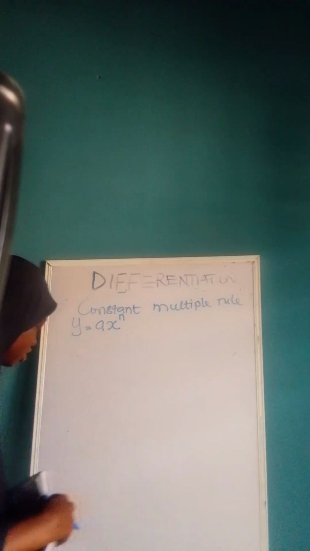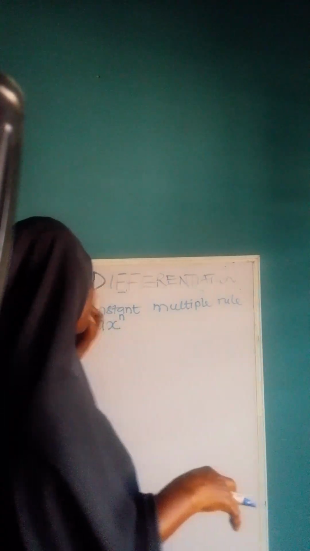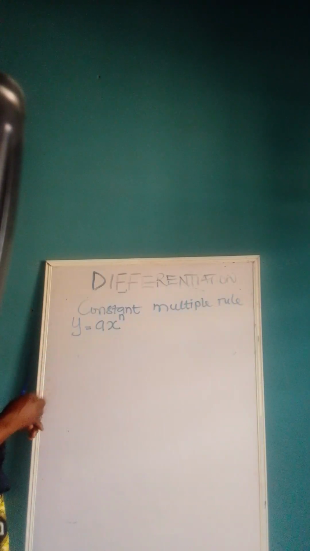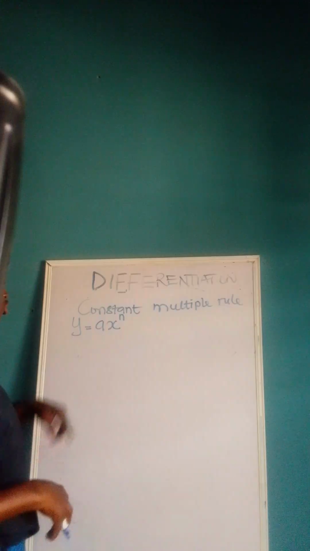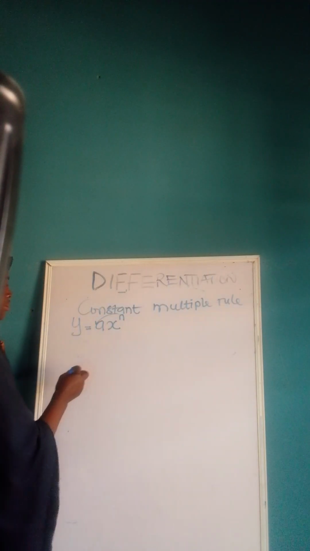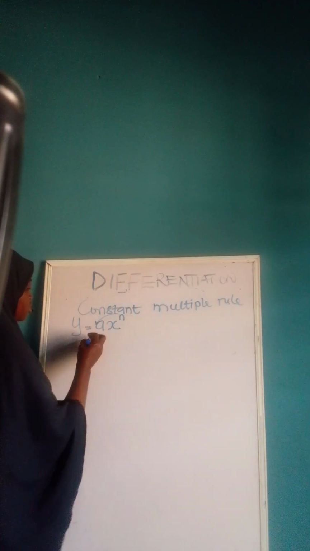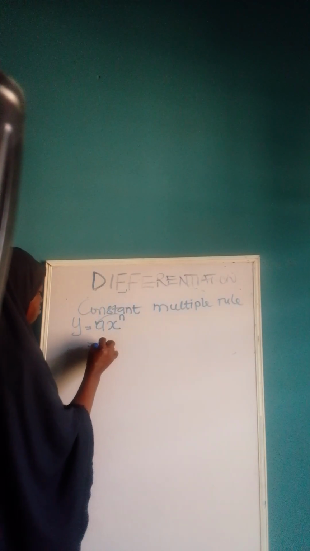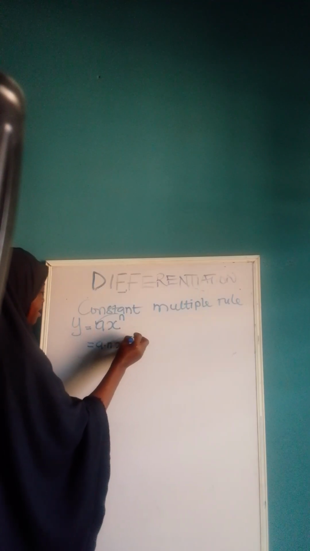This is our y. So how will you differentiate? How will you find the derivatives? Don't let the coefficient of x scare you. You take the power, you multiply it by the coefficient. Having multiplied, don't forget to reduce the power by 1. So it's going to be a multiplied by n, x raised to power n minus 1.